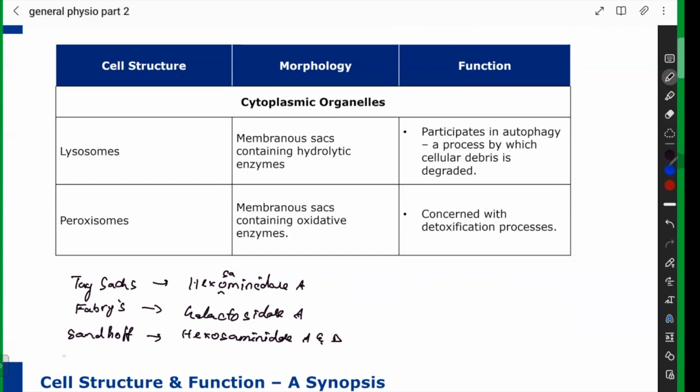Next, you are going to have Gaucher. This Gaucher is going to be due to deficiency of glucocerebrosidase, with accumulation of glucocerebroside. Then you have Niemann-Pick. What is Niemann-Pick going to do? It is due to the accumulation of sphingomyelin due to the deficiency of sphingomyelinase.